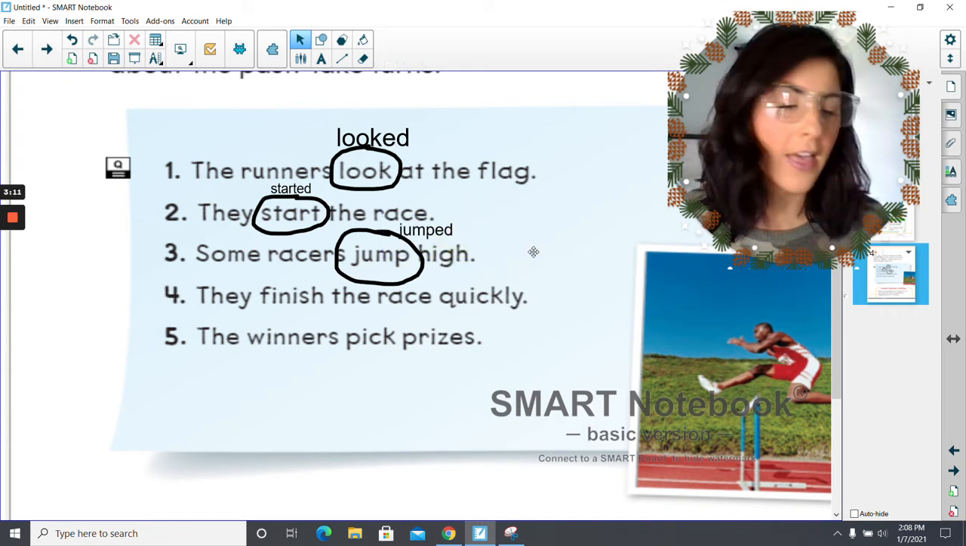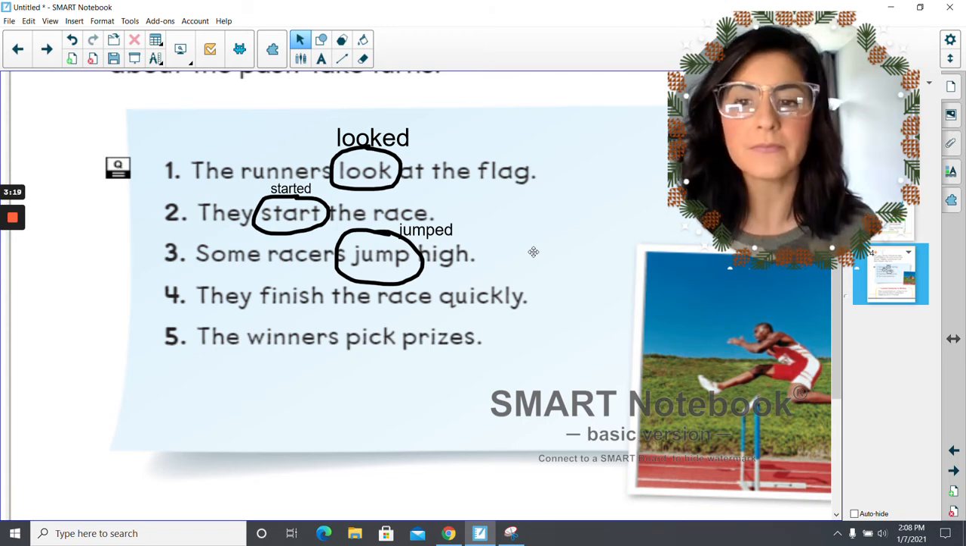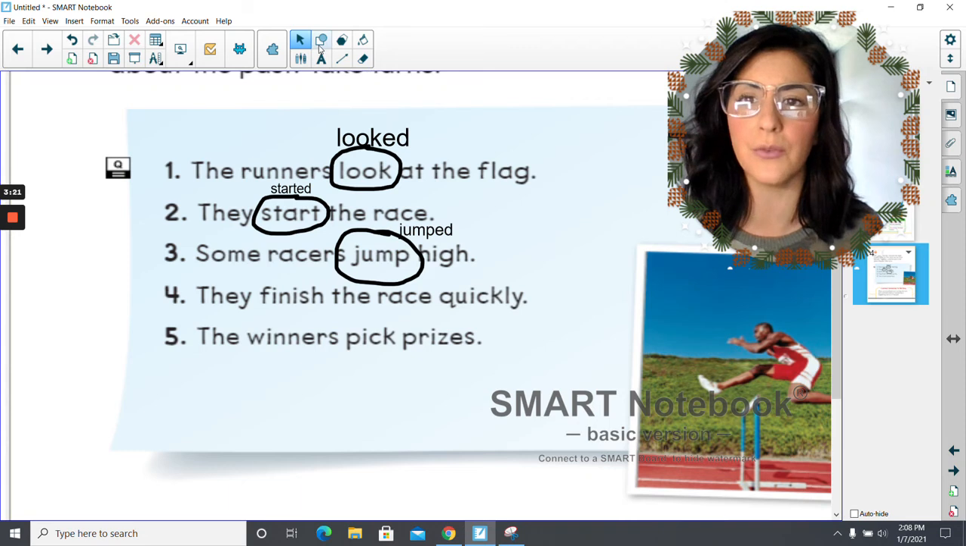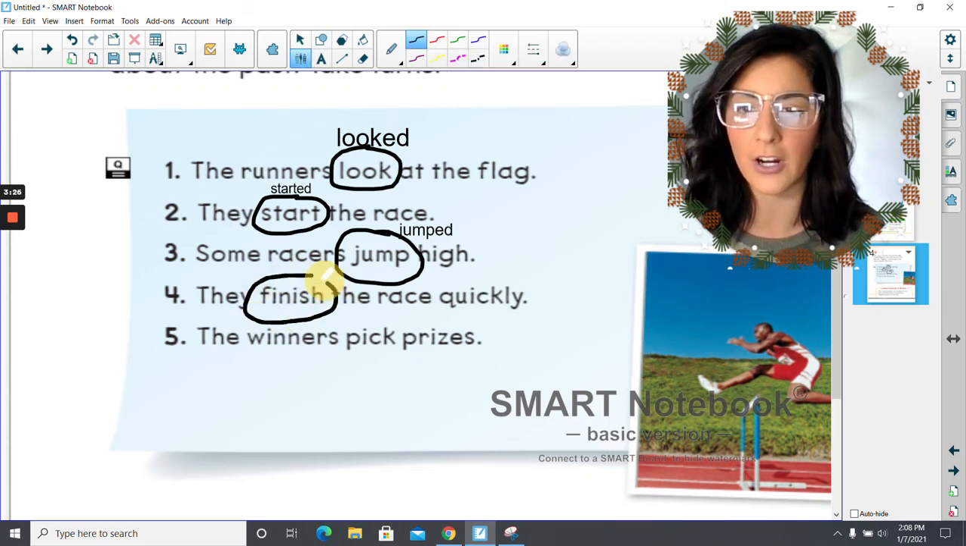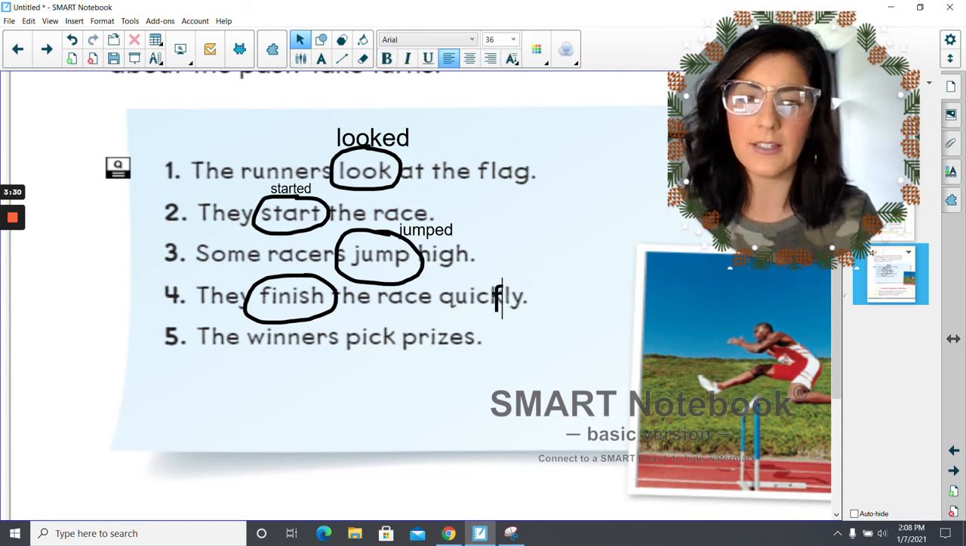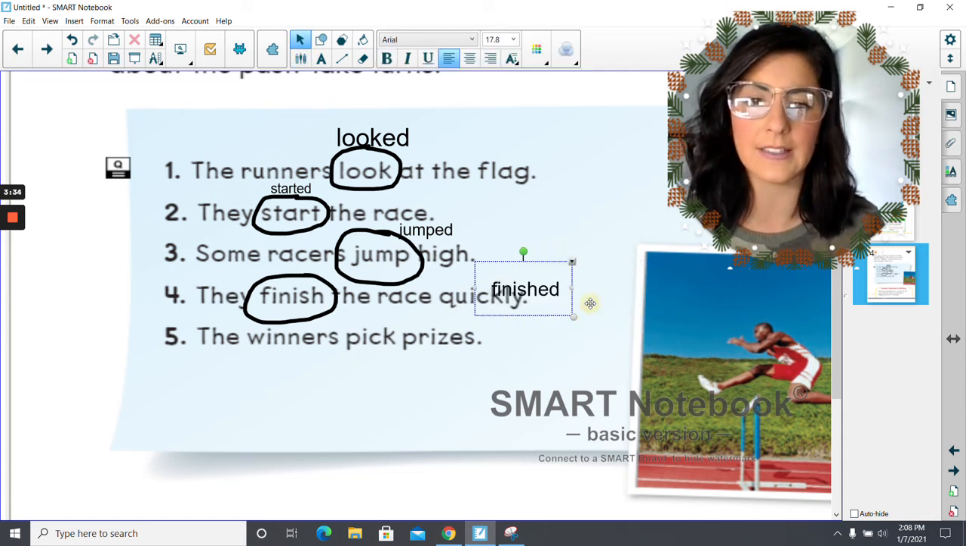Number four, they finish the race quickly. So what did they do? They finish. So finish is our verb, and we're going to add an ED to the end, finished, add our ED to make it past tense.